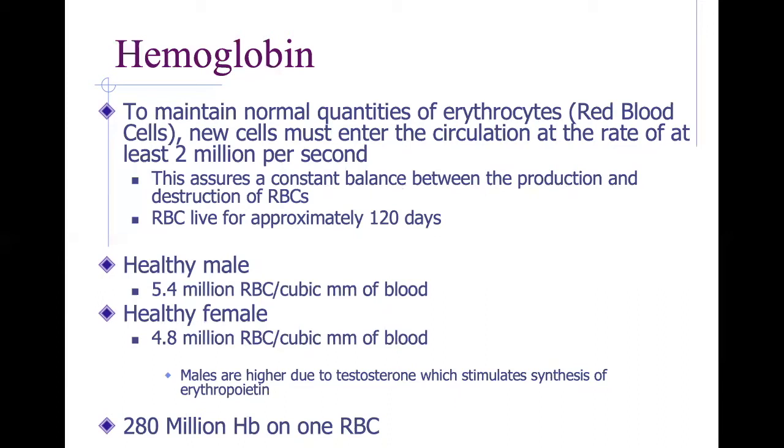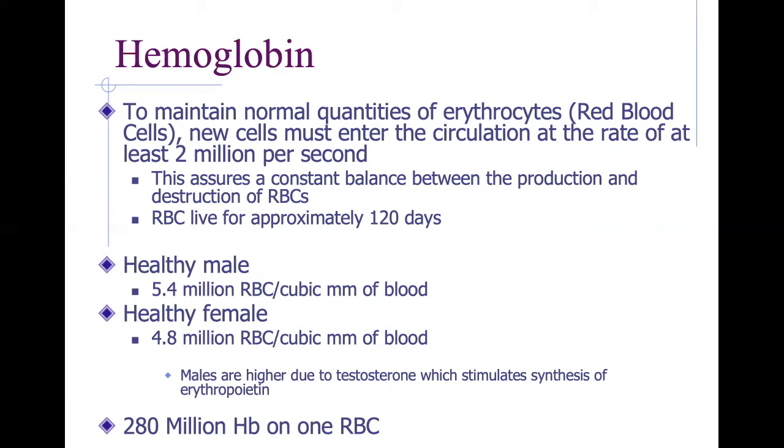And that's because red blood cells are constantly dying off every single time we are creating movement or walking, or just through age, because they only live for approximately 120 days. So, this assures that we can have this constant balance between the production of our red blood cells and the destruction of them. In our healthy male, we have about 5.4 million red blood cells per cubic millimeter of blood, right? So that's a lot of red blood cells.